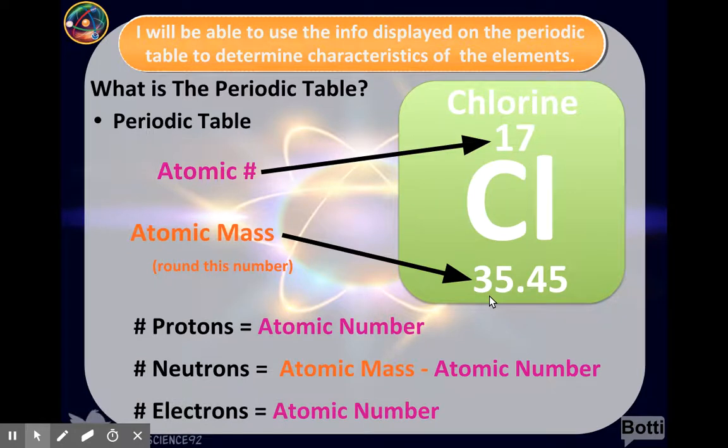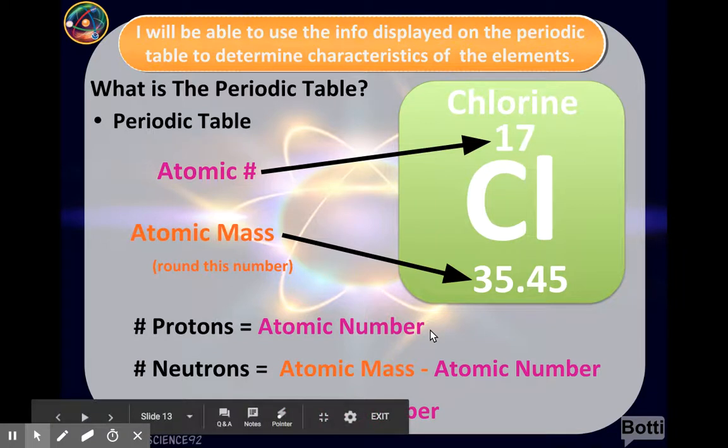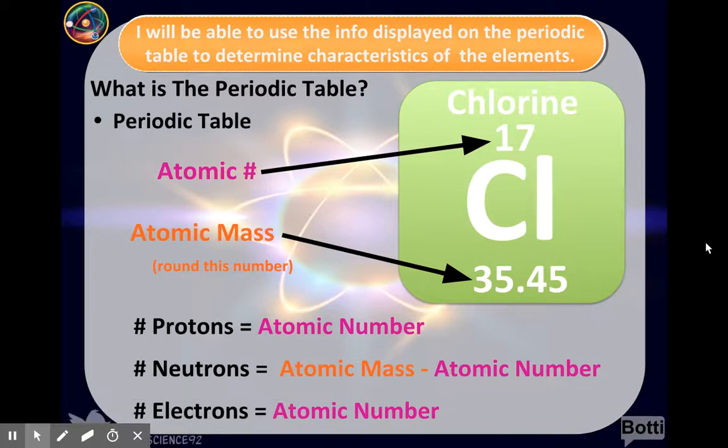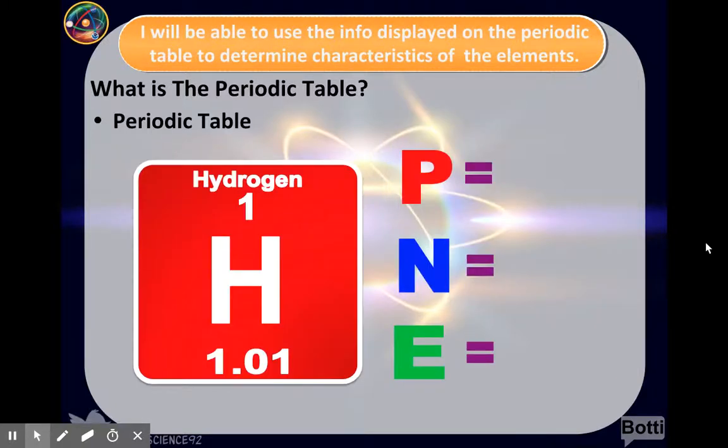It's, like I said, an average, and we're going to round this. So this will be rounded down to 35. So you're going to do the atomic mass minus the atomic number to figure out the number of neutrons, and the number of electrons will be equal to the atomic number. Let's work out a couple of these together.